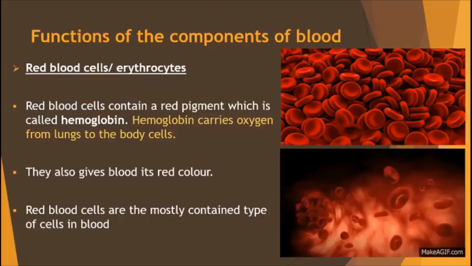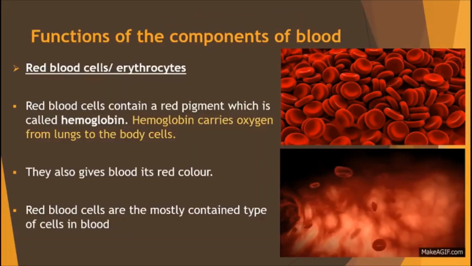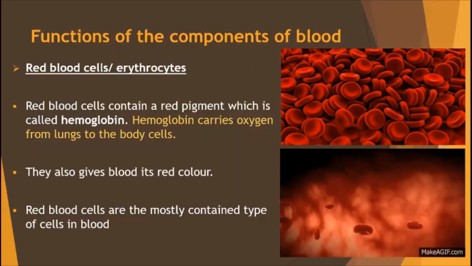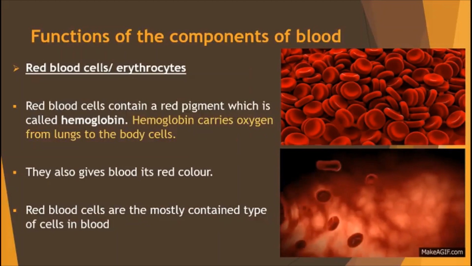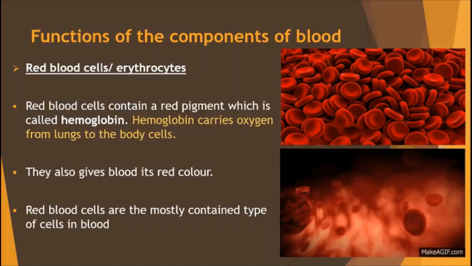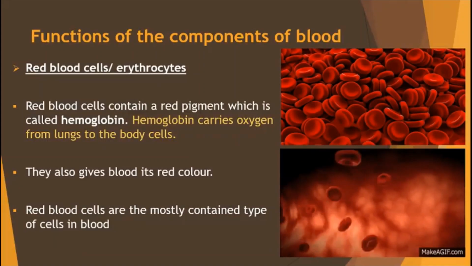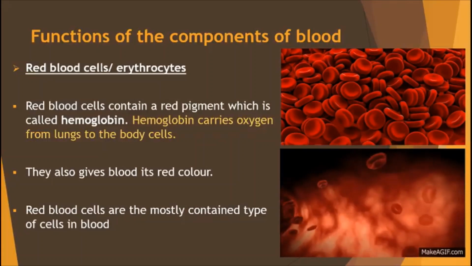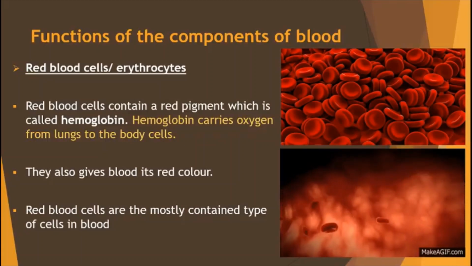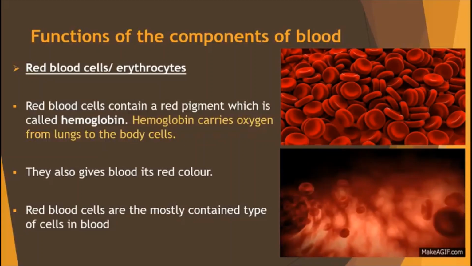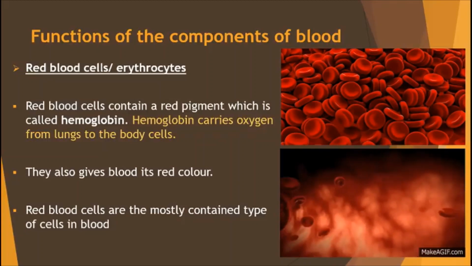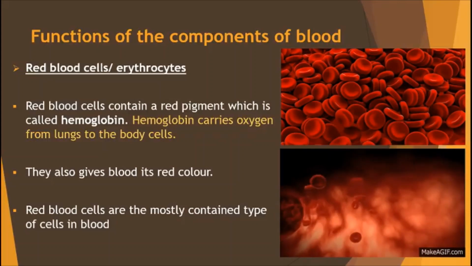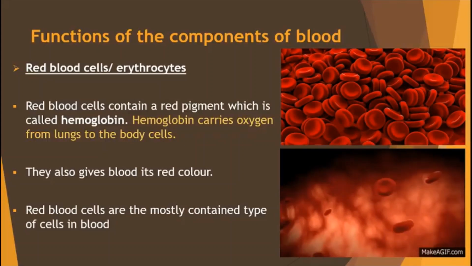Functions of the components of blood. First we discuss erythrocytes. Red blood cells contain a red pigment called hemoglobin. Hemoglobin carries oxygen from the lungs to the body cells. It also gives the red color to the blood.